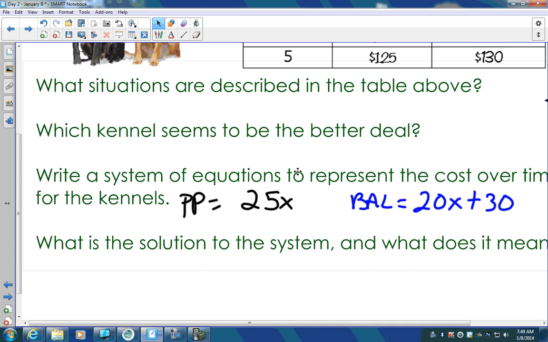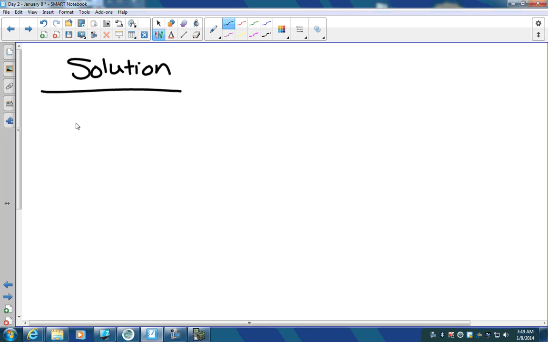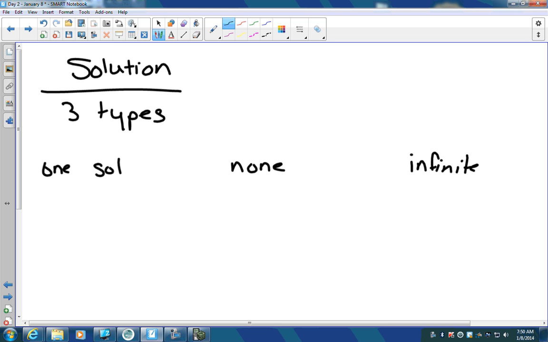One last thing I want to review with you in this, and I just want to remind you. Solving systems, when I ask for the answer, when I ask for a solution, there are 3 types of solutions. What are the types? What did we talk about yesterday? There's one solution, there's none, and infinitely many, or sometimes they just say many.